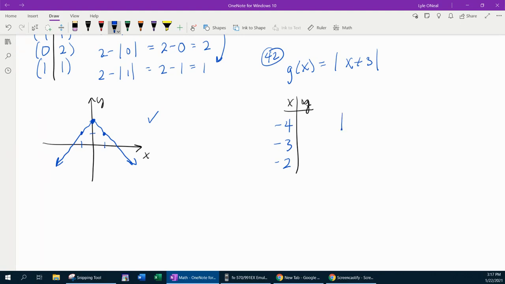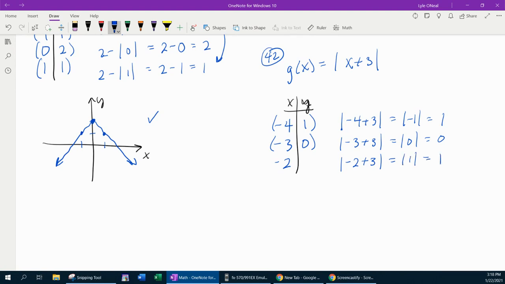Now let's plug and play. First, we have the absolute value of -4 plus 3. Working that out inside, -4 plus 3 is -1. And then I can take the absolute value and get 1. Next, -3 plus 3 is 0, LOL. And the absolute value of 0 is 0. And one more time, replacing x with -2. -2 plus 3 is 1. And the absolute value of 1 is 1.